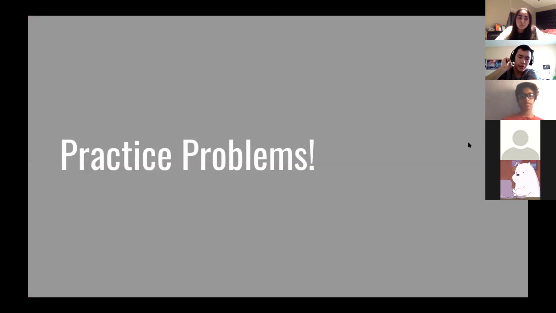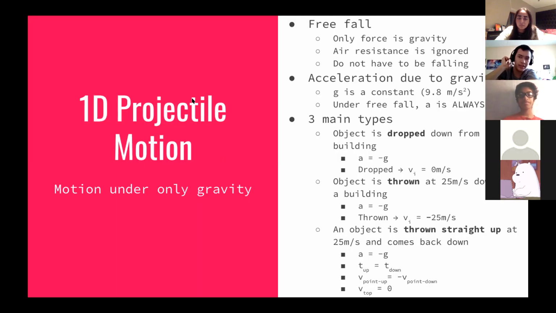I would just like to point out that you were saying 25 meters per second squared instead of 25 meters per second. Yeah, sorry about that. It should have been meters per second.